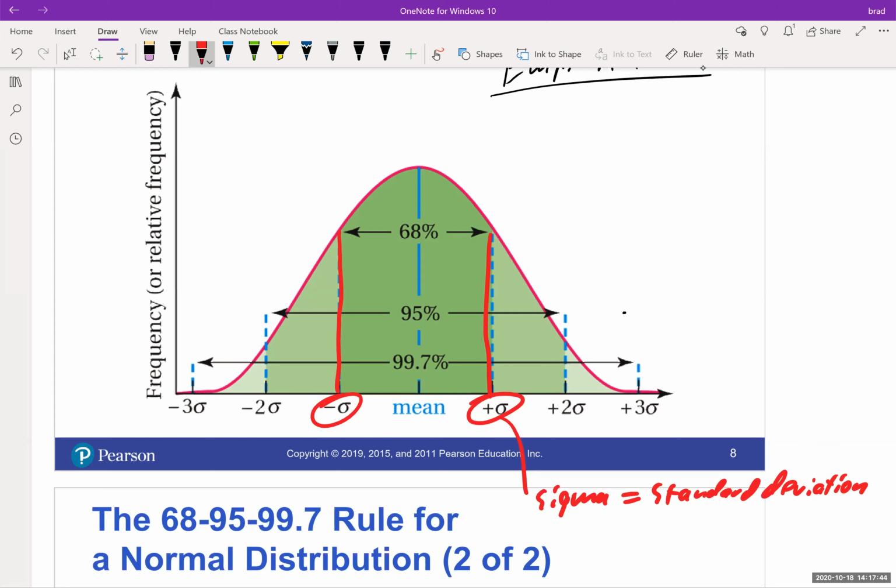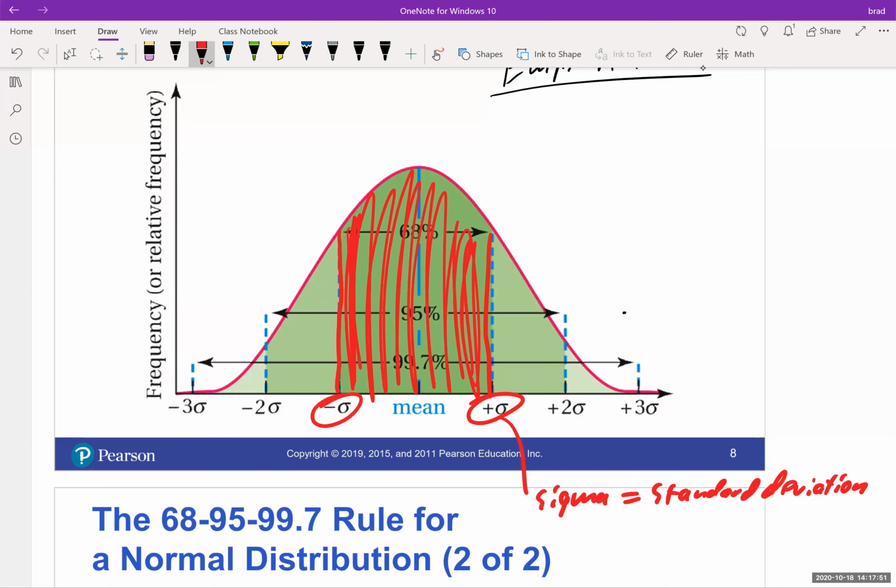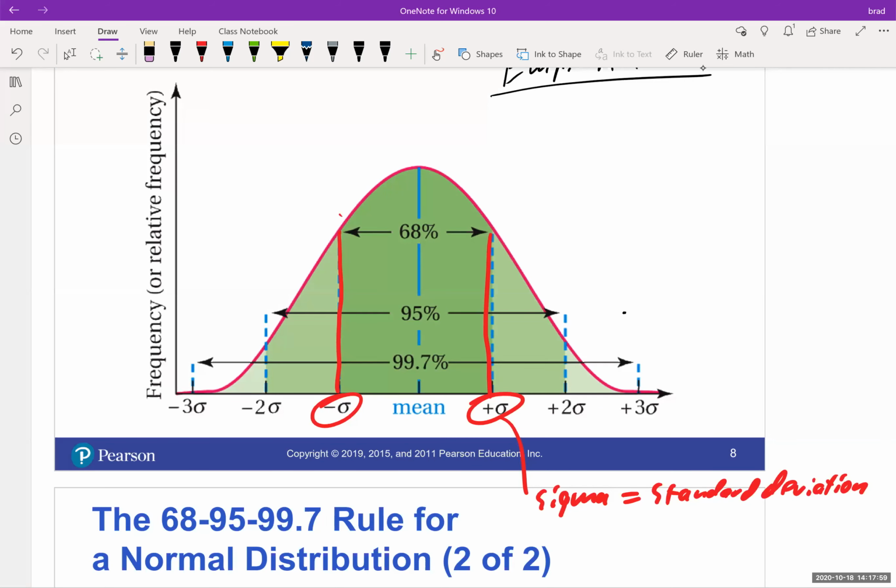Okay, so what they're saying is that if you were to shade in this area right here and count how many scores are in it, approximately 68% of all the scores would be found between one standard deviation, left or right. So imagine you had 100 scores. That means approximately 68 of those scores would be somewhere in this range.